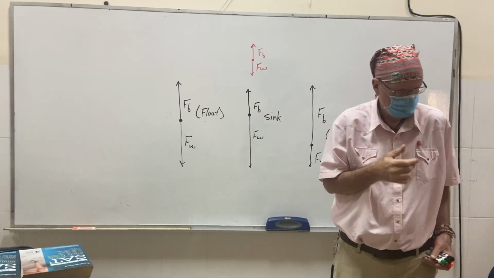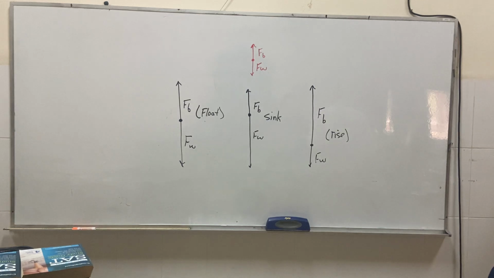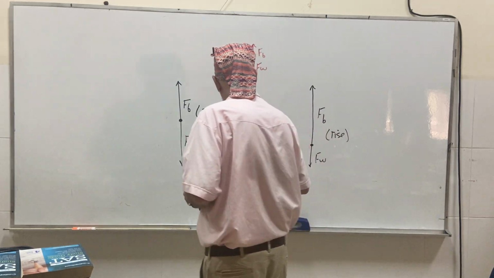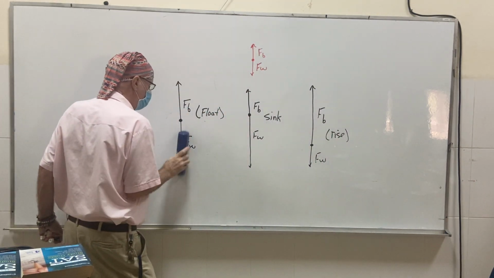Now, look up, don't stop it, but look up the density of gold, aluminum, and iron right now. The density of gold, aluminum, and iron. Can I erase this now? Is that all right?